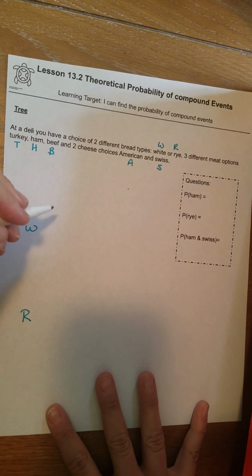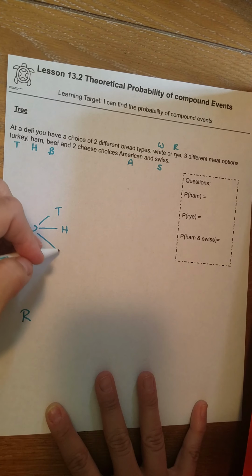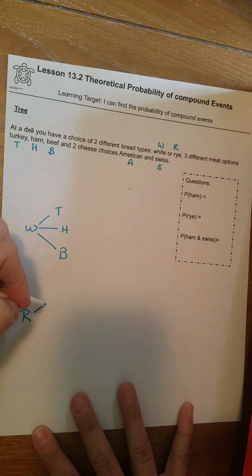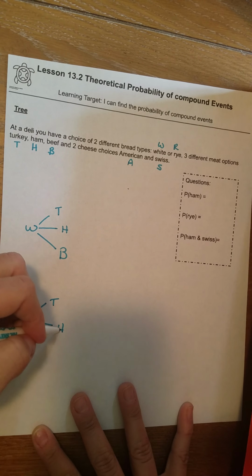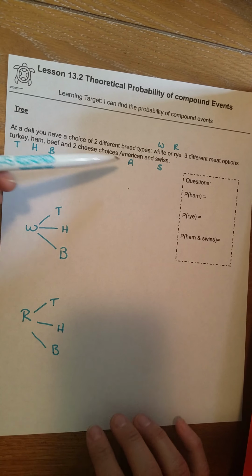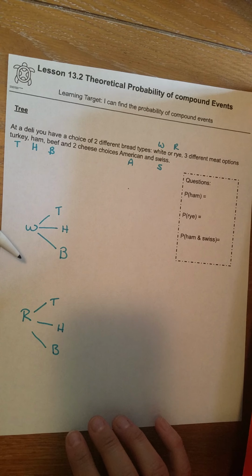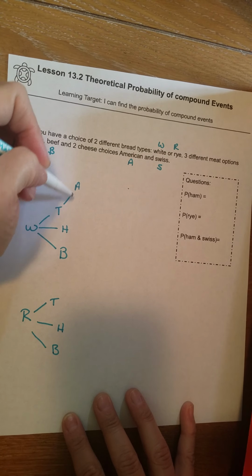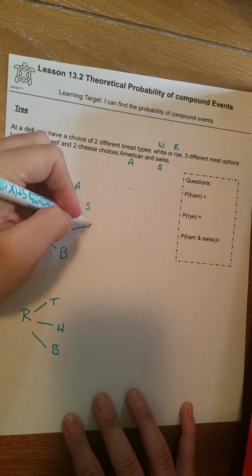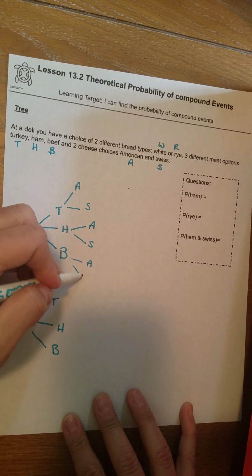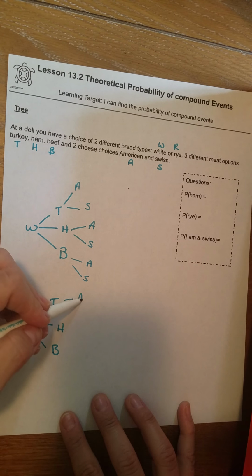So I could have a sandwich with white bread with turkey, white bread with ham, or white bread with beef. Same thing for my rye. I've got those same three meat options of turkey, ham, and beef. And then I can move on for my cheese options, my American or my Swiss. So I can get a white bread sandwich with turkey, and I could have either American cheese on it or Swiss. And all of my sandwich options have that double cheese option. So I'm just going to go and write that down.